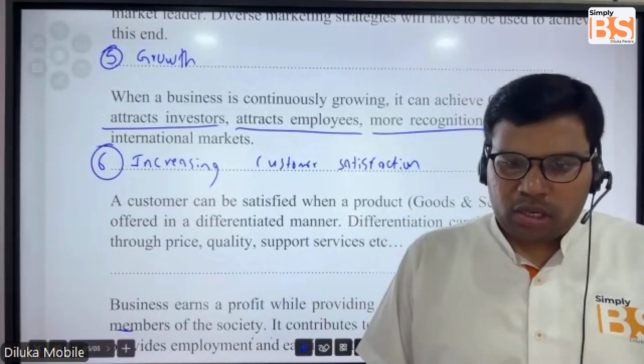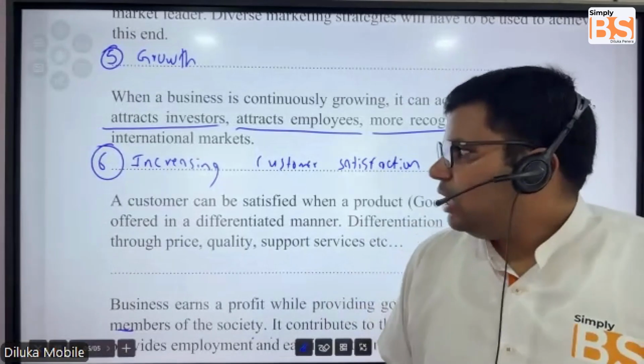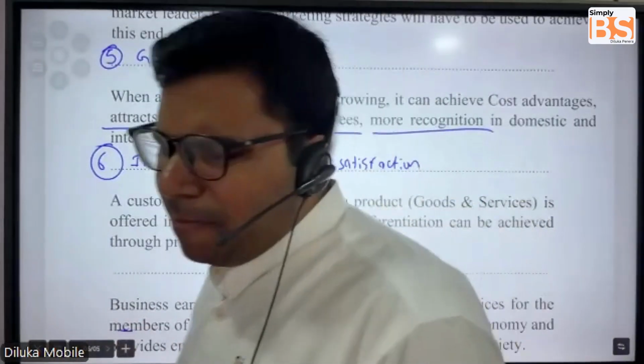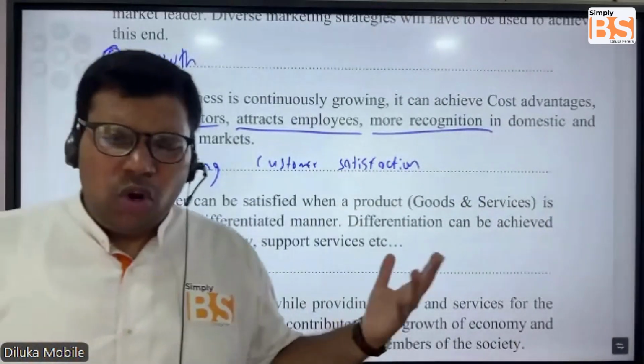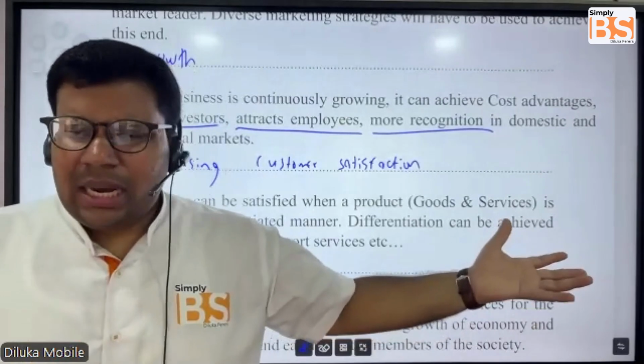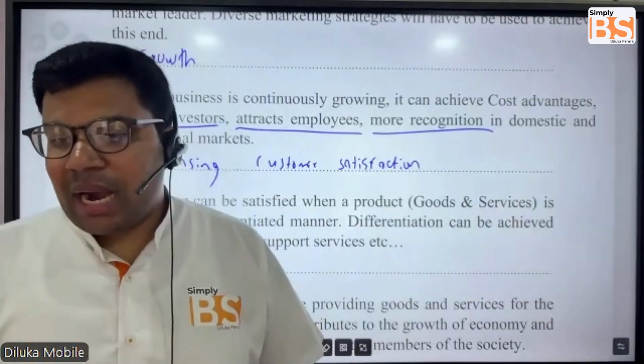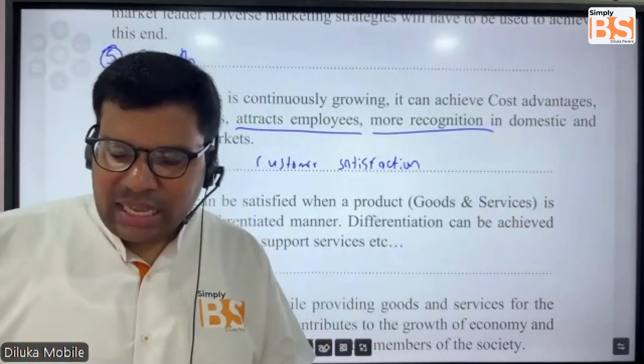Understood? Very important. Otherwise, if you don't match the requirements, the customers will be dissatisfied. And they will say, no point of buying this particular brand from this particular company. It's a waste of money. They will say that, right?